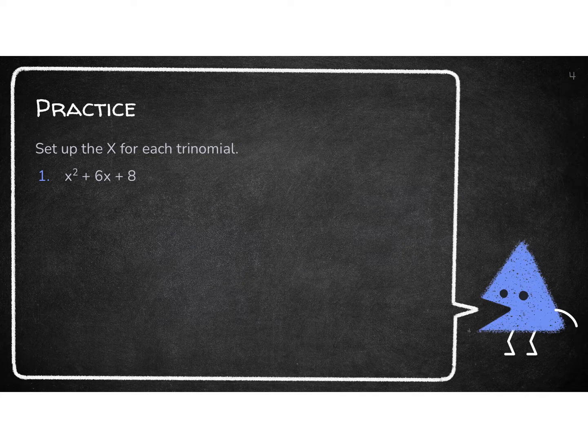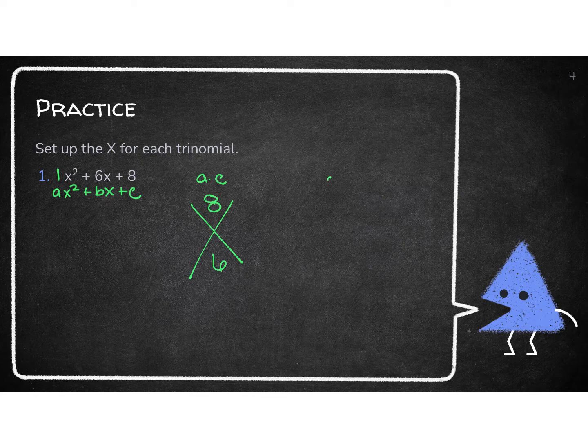So first things first, we want to set up our X. We are in ax squared plus bx plus c, so we do a times c to find the top number. My a is this imaginary 1, and my c is that 8. So I'm doing 1 times 8, which is going to give me 8. B goes on the bottom, so my 6 is going to go on the bottom. So what we're looking for is numbers that multiply to 8, but add or subtract to 6.